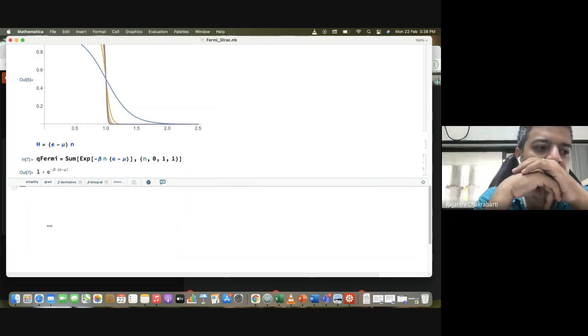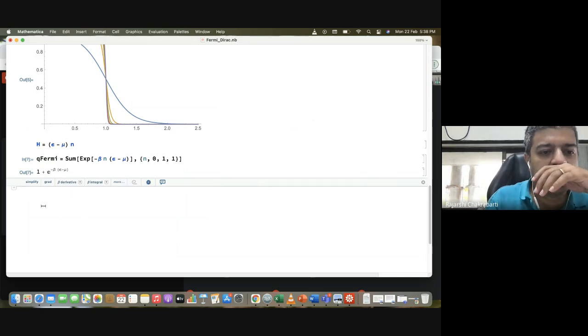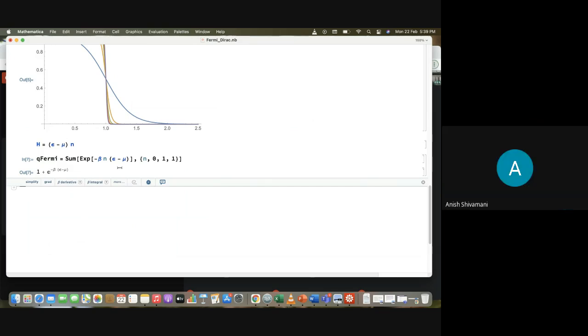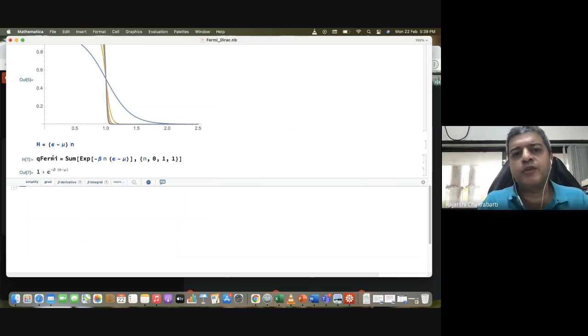How do you calculate the n average? It's not very difficult, no? You have to calculate the probability distribution for this fermionic system and multiply with n, summing over 0 and 1. That will give you n average, isn't it? You can go and check. Your n average is 1 divided by 1 plus exponential of beta times epsilon minus mu. And this n average you can also calculate starting from this fermionic partition function.